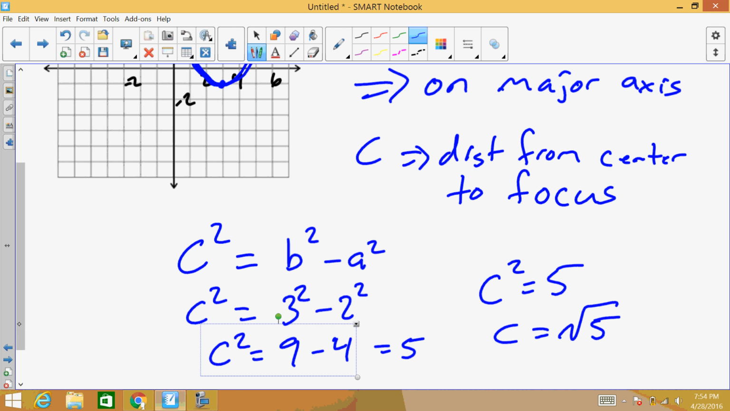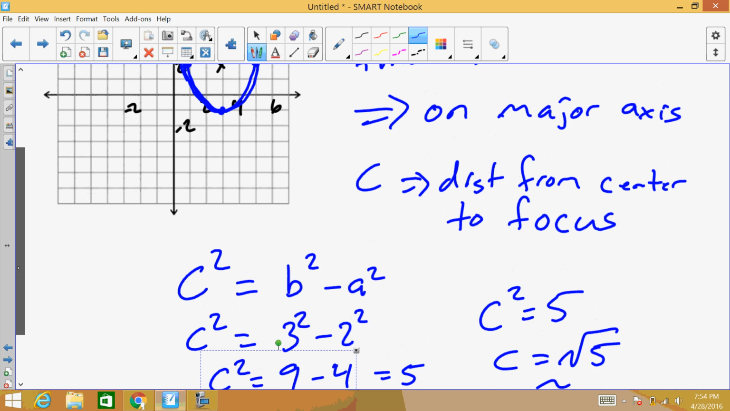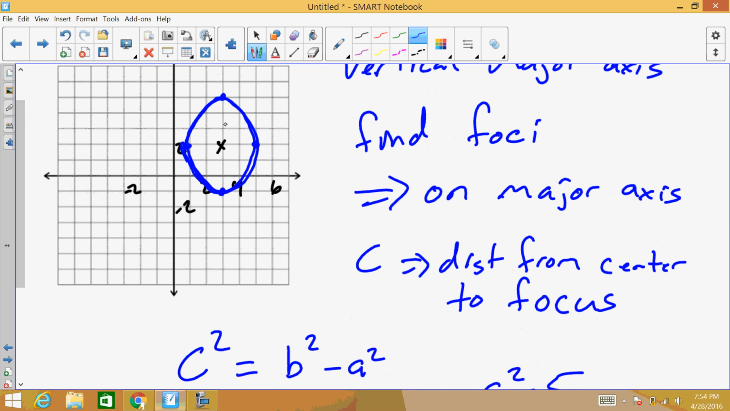So that means that our two foci are the square root of 5 away, or about, let's see, square root of 5 is a little less than 2.5. So I'm going to estimate that on here, and I'm going to go up 2, and let's get a different color so it stands out. A little less than 2.5, there's one focus. A little less than 2.5, there's my second focus.